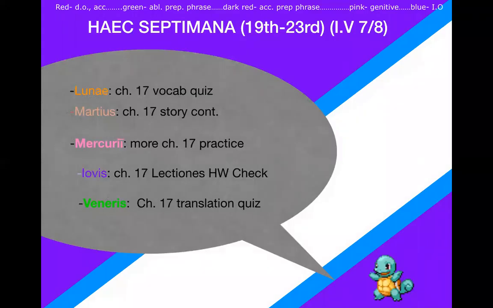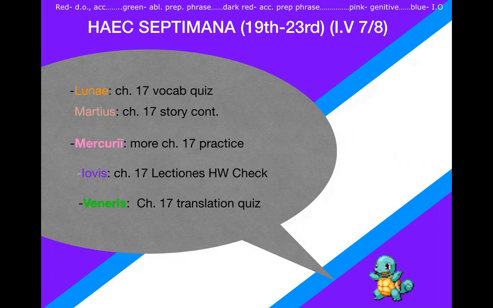Okay, so you should have taken your Chapter 17 vocab quiz by now. That's all you had to do yesterday. I'll accept them for some part of today, but after probably 12 o'clock today, those would be considered late and would be graded differently, or maybe not even at all.